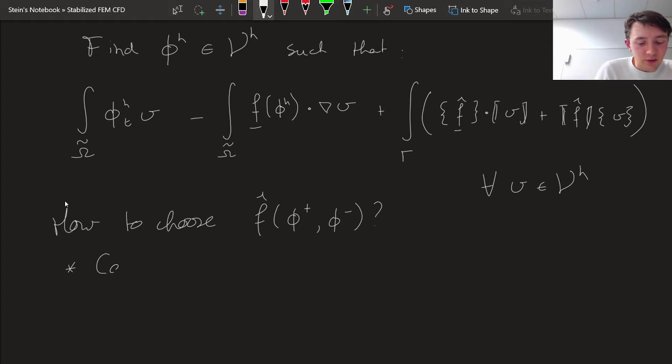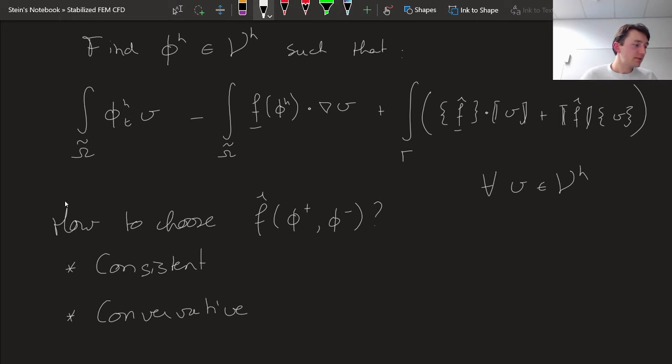So we want them to be consistent and we want them to be conservative. What do these two terms mean? Well, they have pretty straightforward definitions. So I'll write those down and then we're going to talk about what that means. The consistency definition is that f hat of phi, comma phi is going to be equal to f of phi.